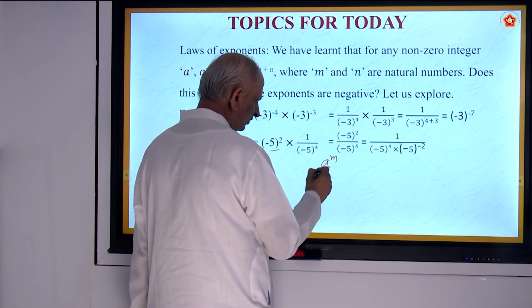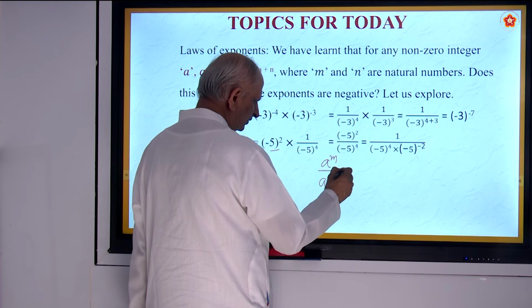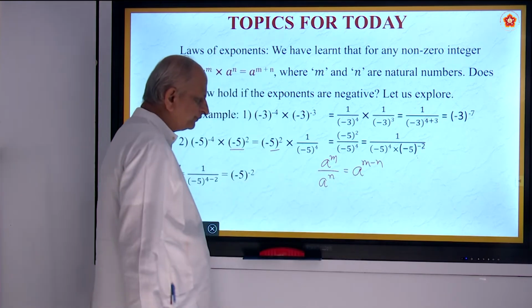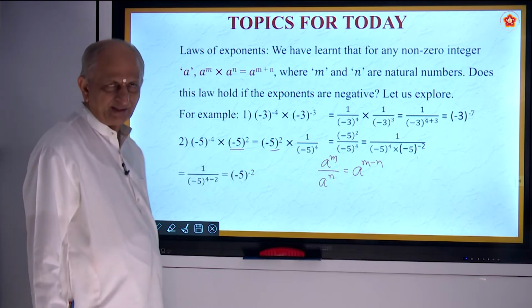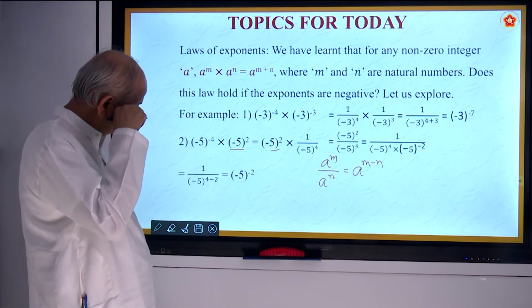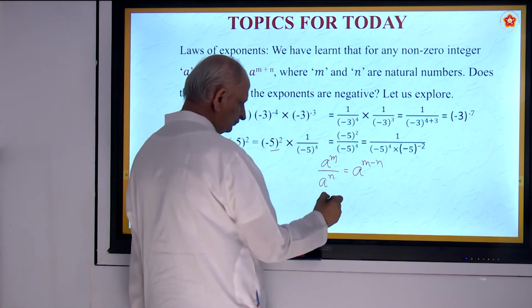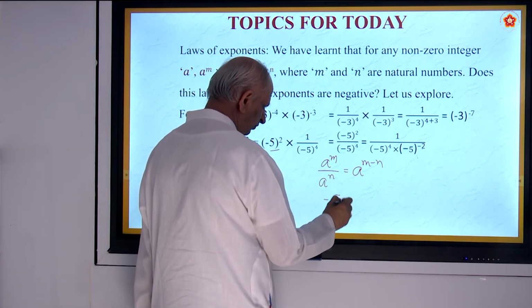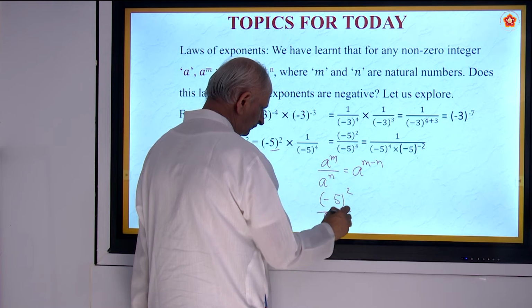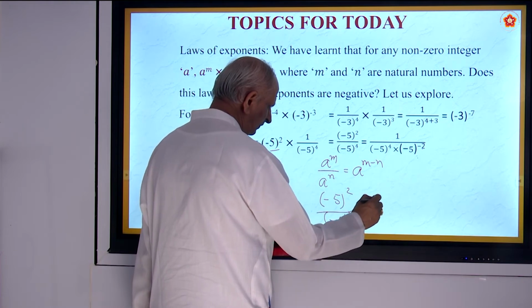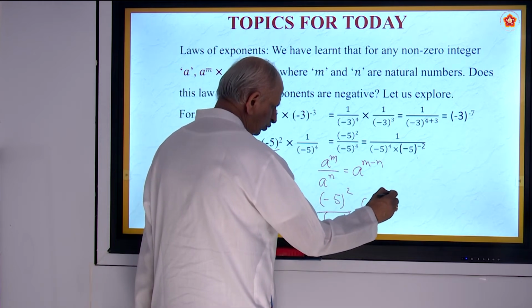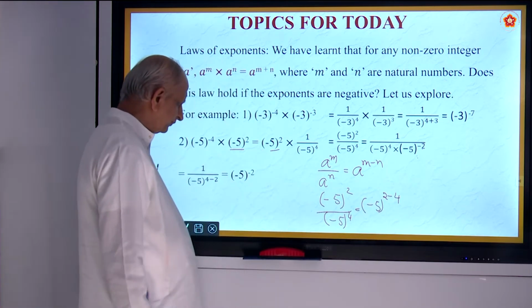Or you are using the formula directly. There is one formula we are going to see next: a to the power of m by a to the power of n is equal to a to the power of m minus n. That formula is there. You have seen it in the last year, the previous year. So that also you can use. So you have minus 5 to the power of 2 by minus 5 to the power of 4. This can be written as minus 5 to the power of m minus n, 2 minus 4. So it is easy.